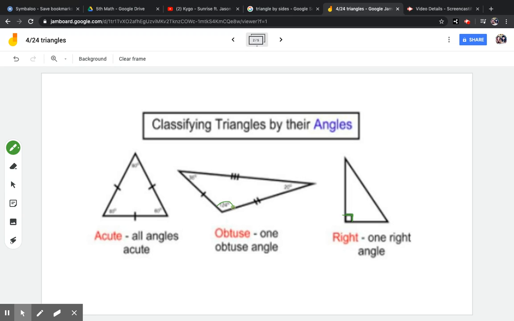Now, what if we have a triangle that has an obtuse angle? It doesn't have any right angles. Well, that would be an obtuse triangle. Okay, so it must have either an obtuse angle or a right angle to be an obtuse triangle or a right triangle. If it doesn't have either of those, then it is an acute triangle, which means that all three angles are under 90 degrees.